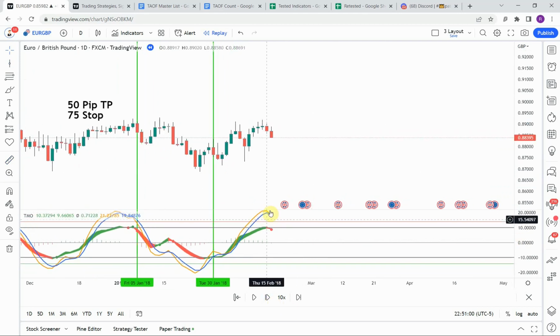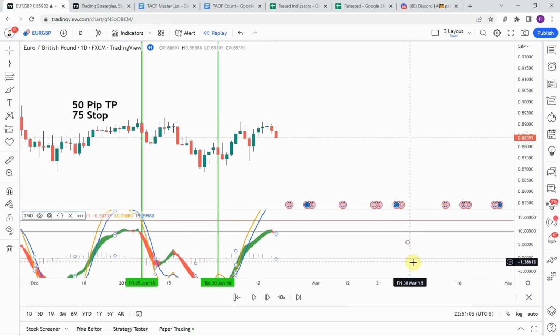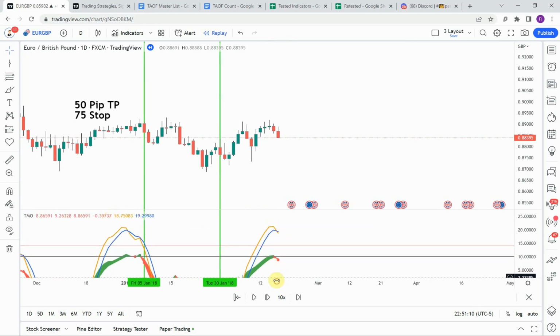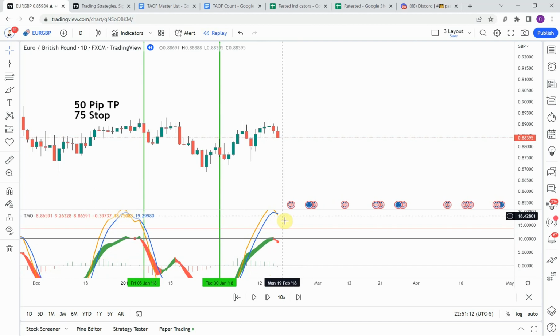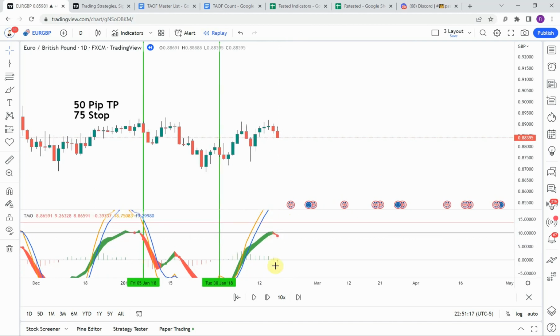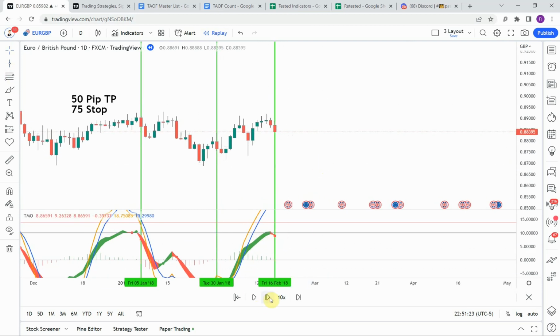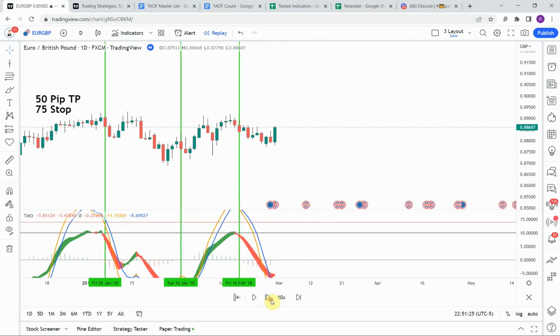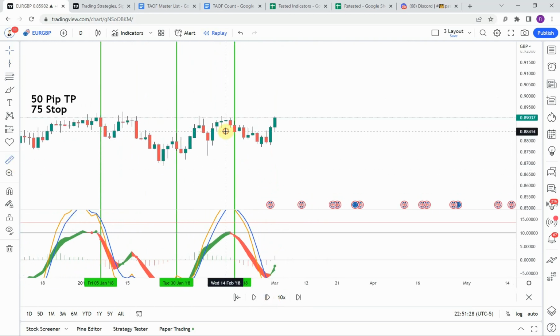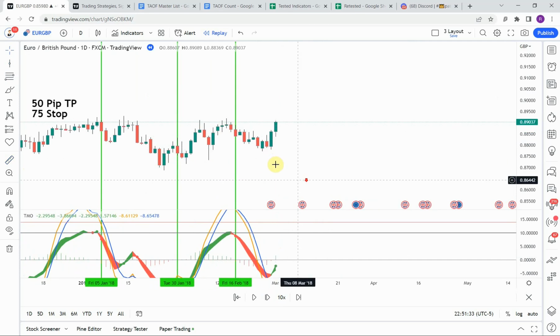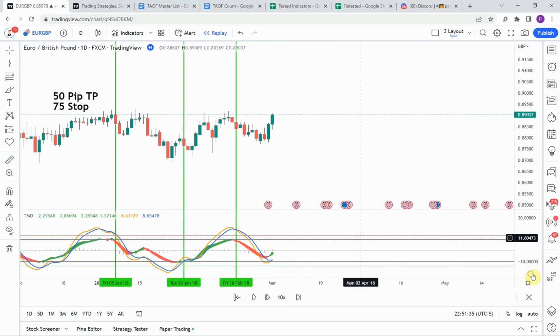All right, so we have the two lines there. We have this ribbon here has crossed into the overbought area. We now have the cross of the orange and blue, and we have the ribbon here is showing the red dot and crossed back down below. Let's go ahead and mark that as our entry right there and play it forward. And almost no pullback and a nice push to the downside, which got us to our take profit.